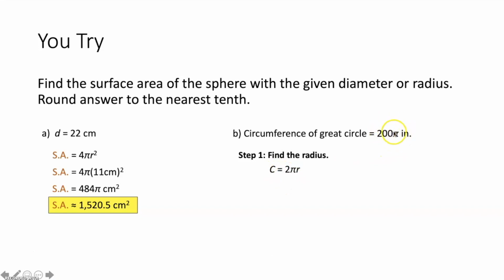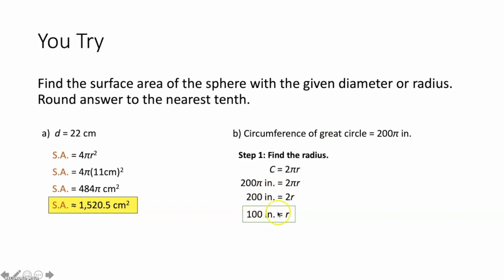I'm going to take 200 pi and plug that in for our circumference here. And now the only variable that's left in this equation would be our radius, and I can solve for the radius of this great circle, which is equal to the radius of our sphere. So how do I solve this for r? I just divide both sides by 2 pi, and I get that the radius of our great circle, which is equal to the radius of our sphere, is 100 inches.